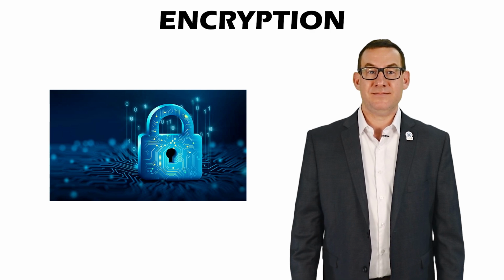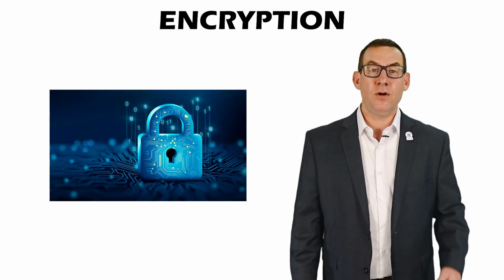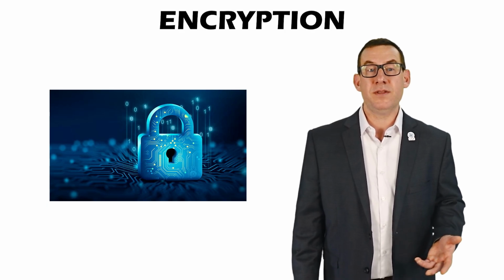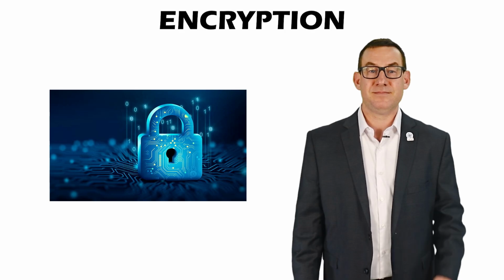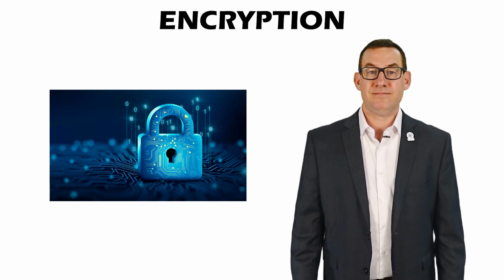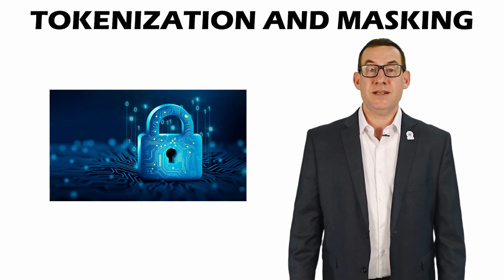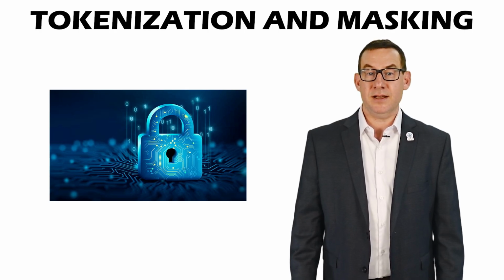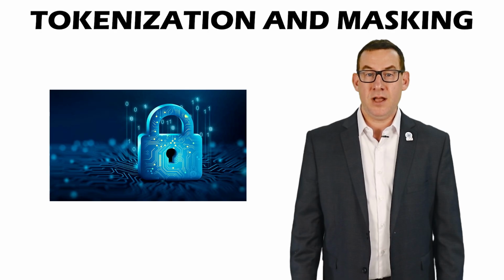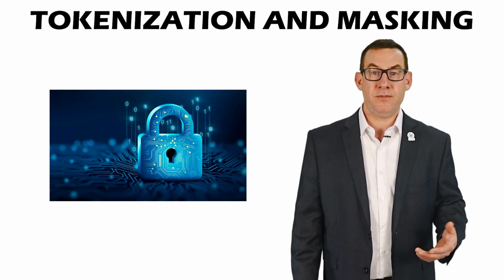Encryption. Encryption protects sensitive data by converting it into unreadable code, both in transit and at rest. Tokenization and masking. Tokenization and masking replace sensitive information with masked or tokenized values to prevent exposure of private data.